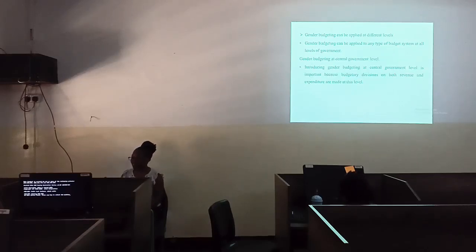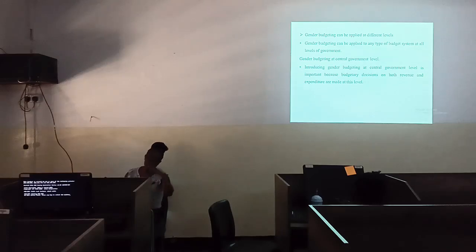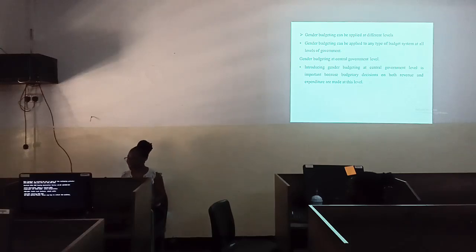So gender budgeting can be applied at different levels. Gender budgeting. That's why we have the national budget. This is at a higher level. So gender budgeting can be applied at different levels.